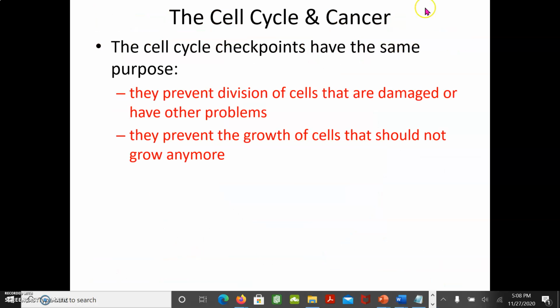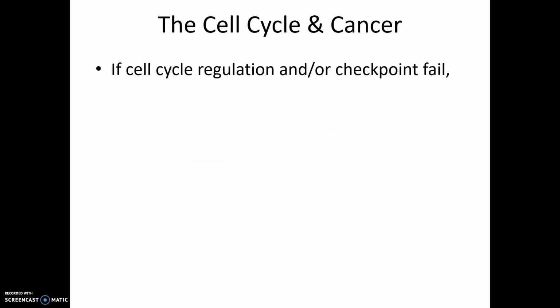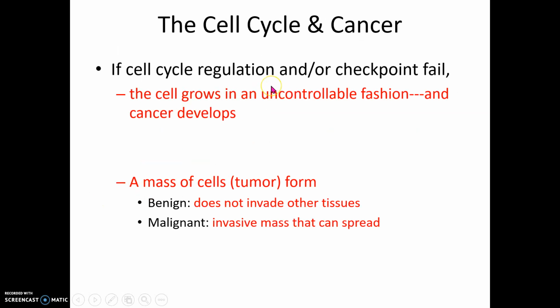Now, we talked about mitosis, and how those checkpoints have the same purpose: prevent division of damaged cells, and prevent division of cells that we don't need to grow anymore. Cancer obliterates these checkpoints, so cells that shouldn't divide are able to divide, be it because we don't need them anymore or because they're damaged. It doesn't matter. They're able to keep dividing. So when those checkpoints fail, you get cancer, you get uncontrolled cell division.